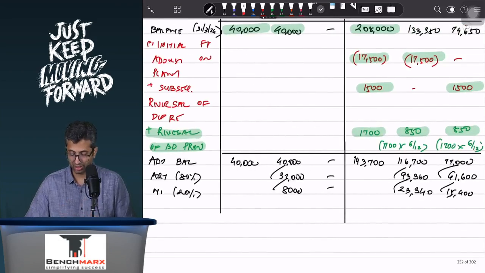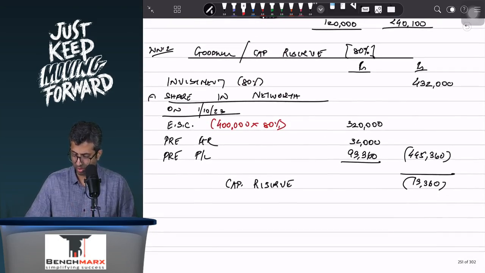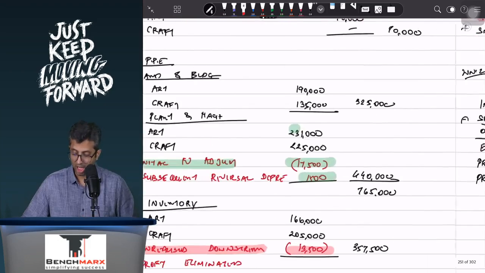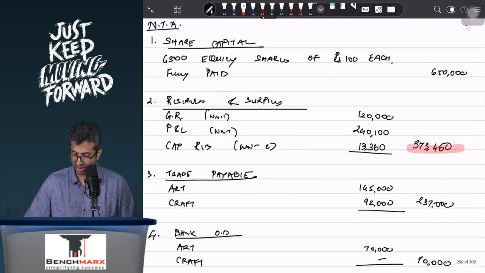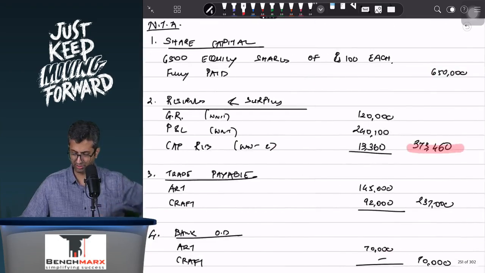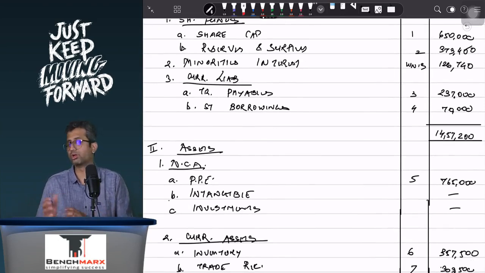Once you do that, you have taken care of all the adjustments. You will transfer the profits at the appropriate place. Over here, you will probably get a capital reserve. So 1,20,000 plus 2,40,000 plus 13,360 will be your total reserves and surplus balance. As you can see, 3,73,460, and then your minority interest will be 1,26,740. You take all of this in your Schedule 3 format to get your final answer. This is just a process. If you are able to take care of those adjustments, this should not be a problem.